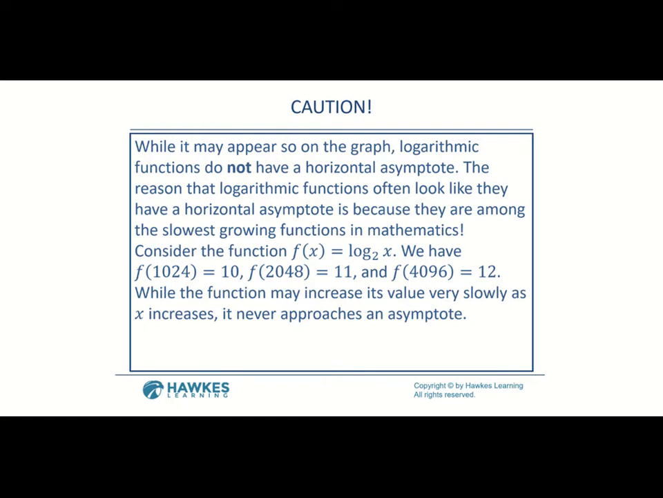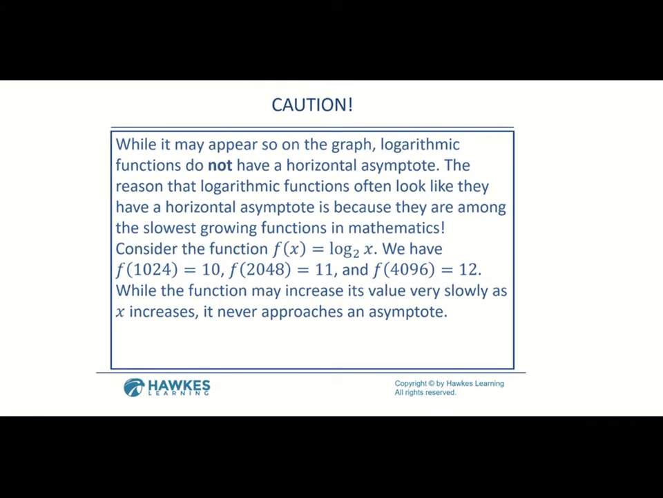And if you take a look here, we have the log of x with base 2. If we substitute in 1024, we get 10 for our answer. If we substitute in 2048, we get 11, and then 4096 gives us 12. So you can see how the growth is very minuscule. There's a lot of numbers between 1024 and 2048 to get between 10 and 11. So there's going to be a lot of little tiny jumps each time.